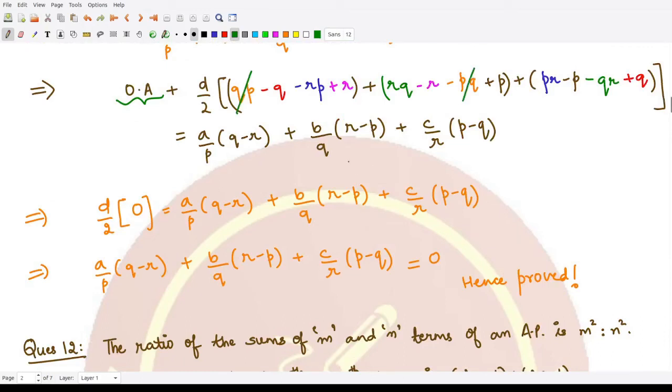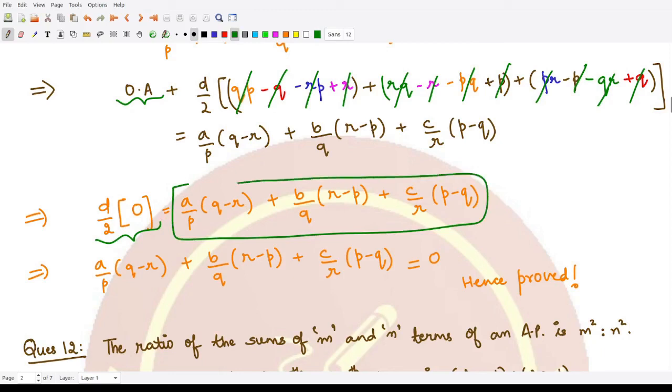So here, after solving this, you can see very clearly that when you simplify the expression, this PQ cancels with this PQ, this Q cancels with this Q, right? This QR cancels with this RQ, and because all of them have opposite signs, this PR and RP cancel with each other, this R and R cancel with each other, this P and P cancel with each other. So all the terms cancel out. That means we are left with 0 times d by 2, and 0 times something is 0 only. So therefore this right hand side becomes equal to 0, and this is what we wanted to prove here in this question.